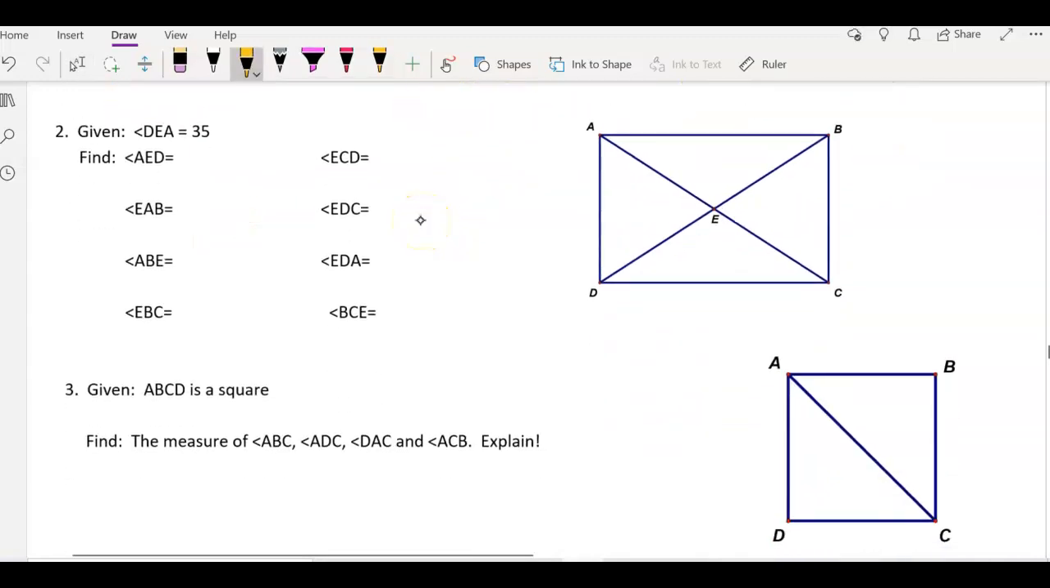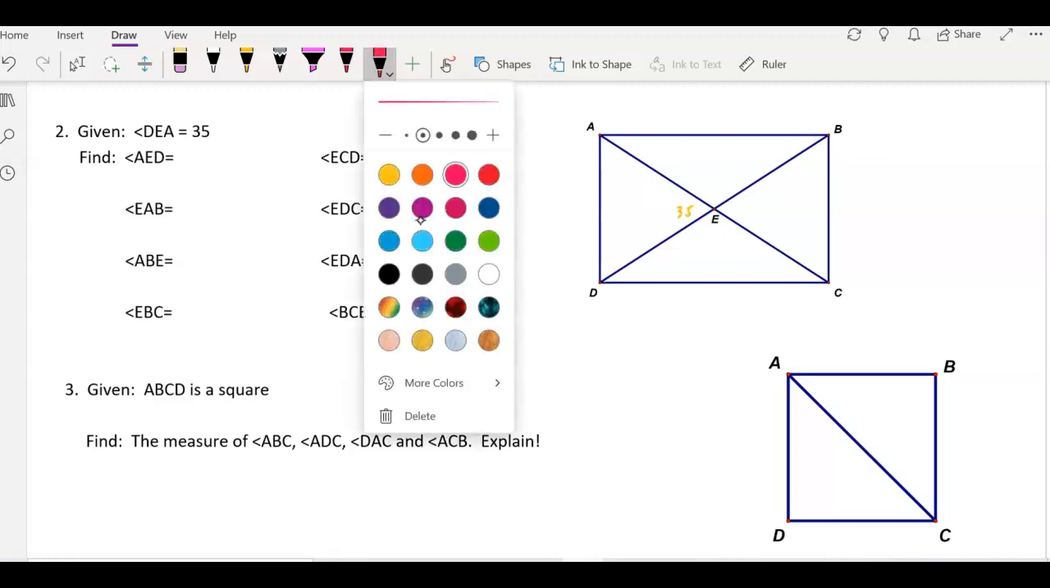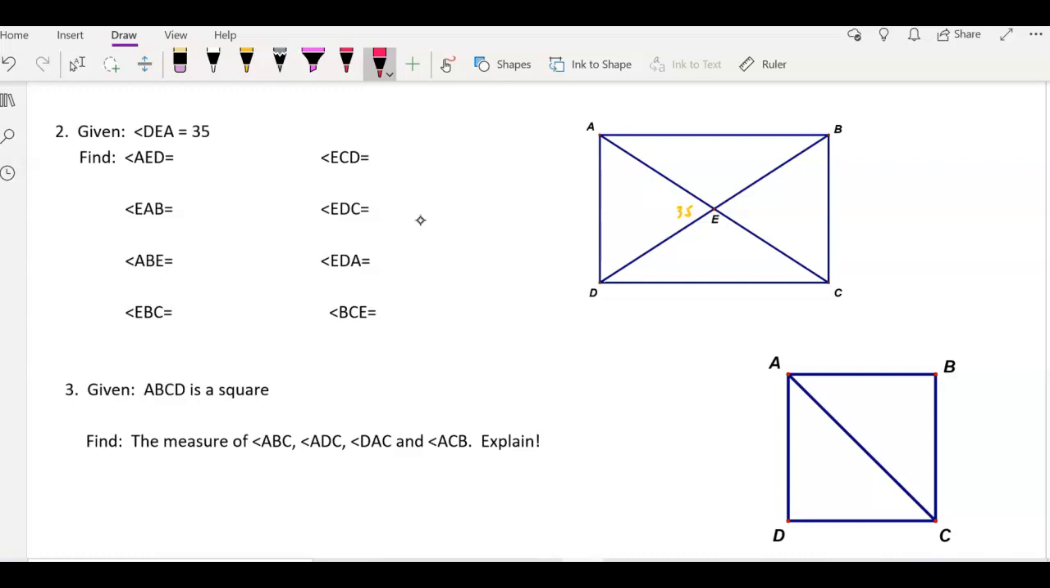So in this rectangle, right away they tell you angle DEA is 35 degrees. So that's the given angle measure. So they want you to find all of these other angles. Well, think about it. These are vertical, so that's 35. Now, these are supplementary because it's a linear pair. So 180 minus 35 is 145, which makes this 145.